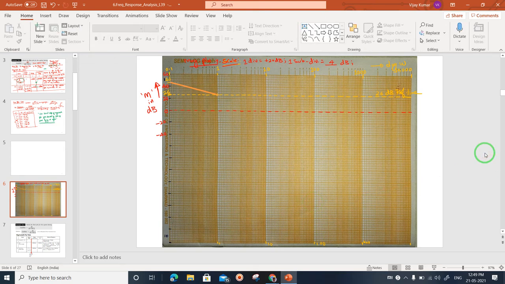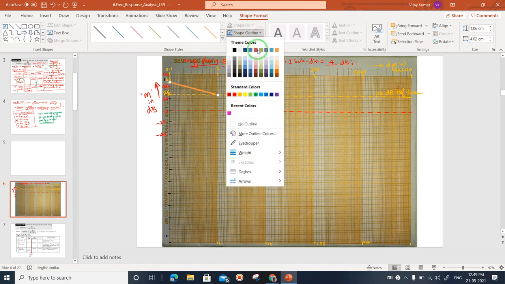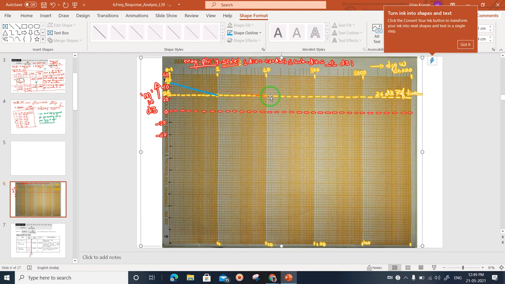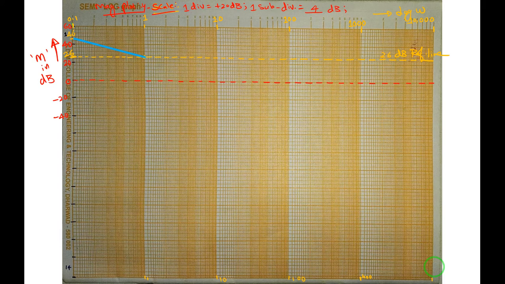I think this is fine, right? Let me change the color, which should be clearly visible. What color is better? Green would be better, I think. It's not coming. What happened? I don't know. Okay, fine. Let me shift it here once again. Let me go here. Yes. You can observe here, right? Is it visible?